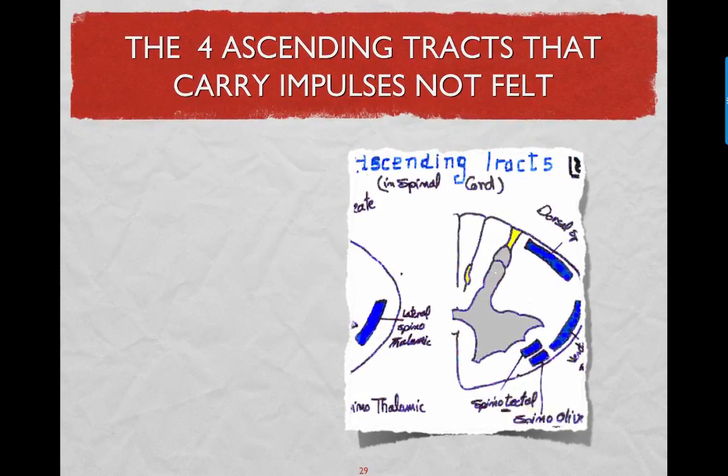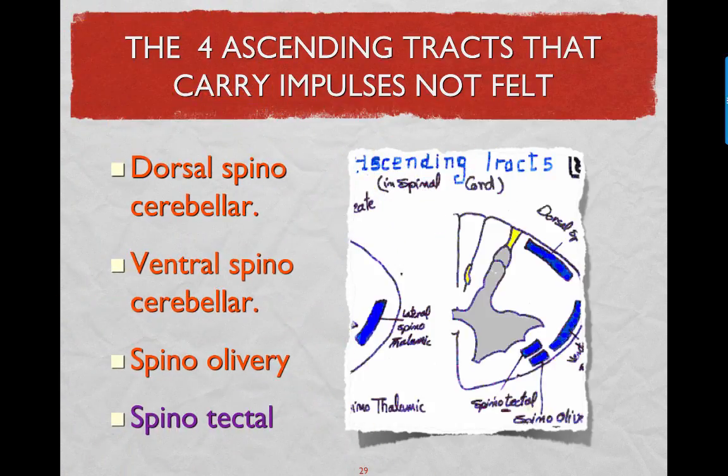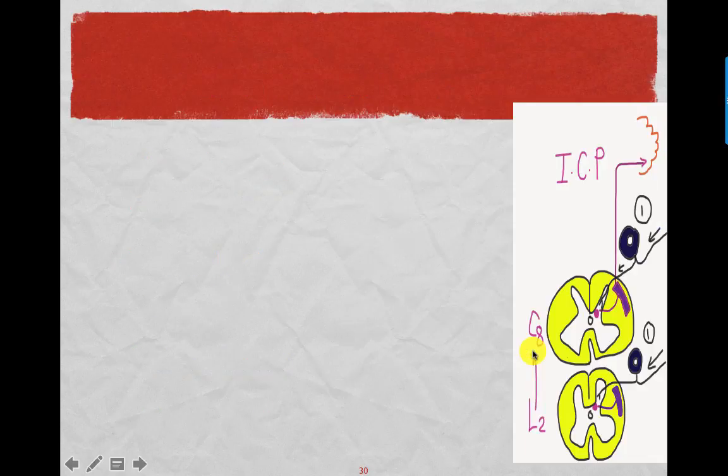Now, we will start with the dorsal spinocerebellar and the ventral spinocerebellar. They are ascending sensory tracts not reaching the cerebral cortex, and they end at a subcortical level. Then we will discuss the other two subcortical ascending tracts: the spino-olivary for the inferior olive of the medulla and the spinotectal for the tectum of the midbrain. Then we start with the dorsal spinocerebellar.